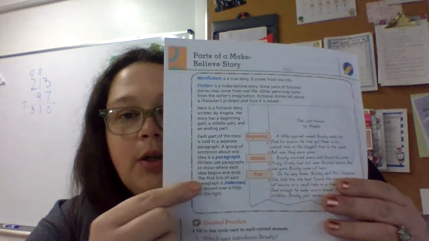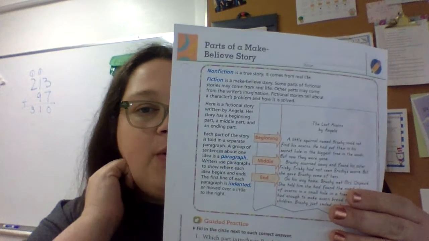Okay, so for your English work this week, you have several things that come together into one project. You're going to make yourself a little make-believe story. In the beginning, starting here on page 207, you're going to read this little story about the lost acorns by a little girl named Angela. And then you're going to answer the questions.